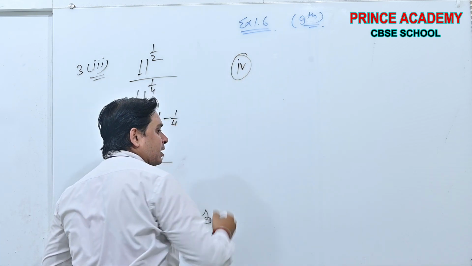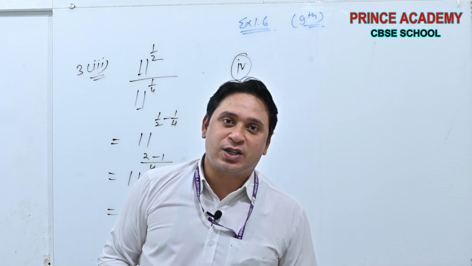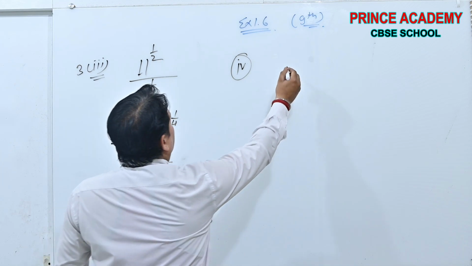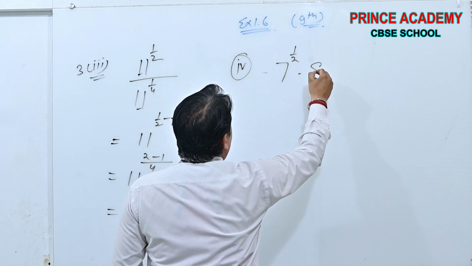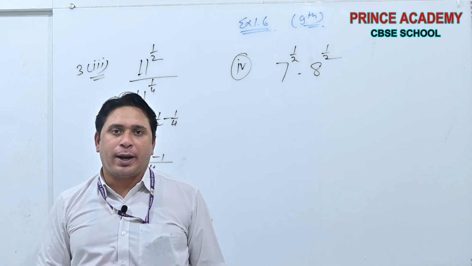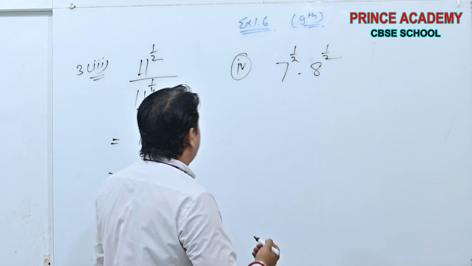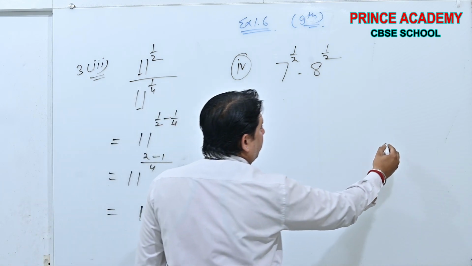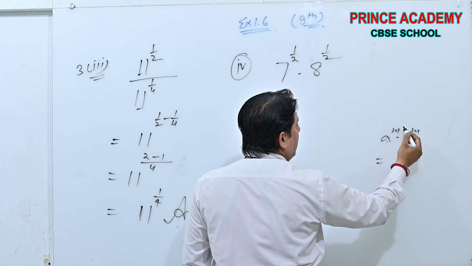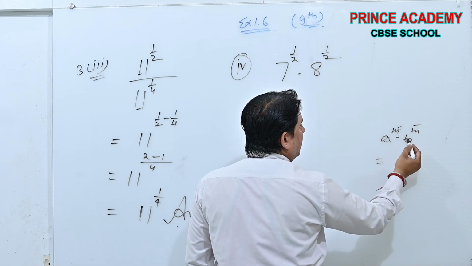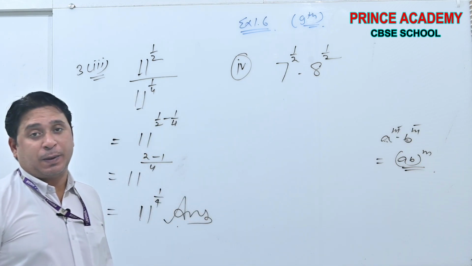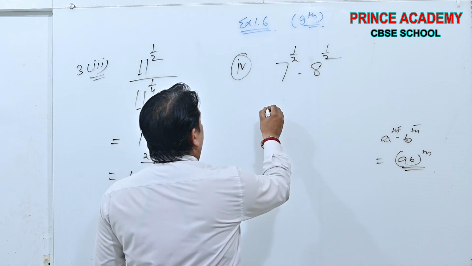Last part. And after this, chapter 1 is complete. 7 raised to power half into 8 raised to power half. See beta, this is the property we use here. a^m, b^m, powers are same, bases are different. (ab) raised to power m. Yes or no? (ab) raised to power m.